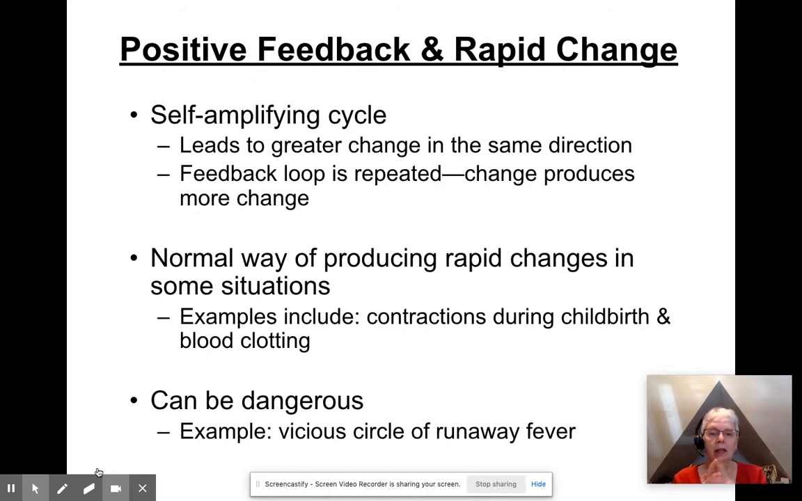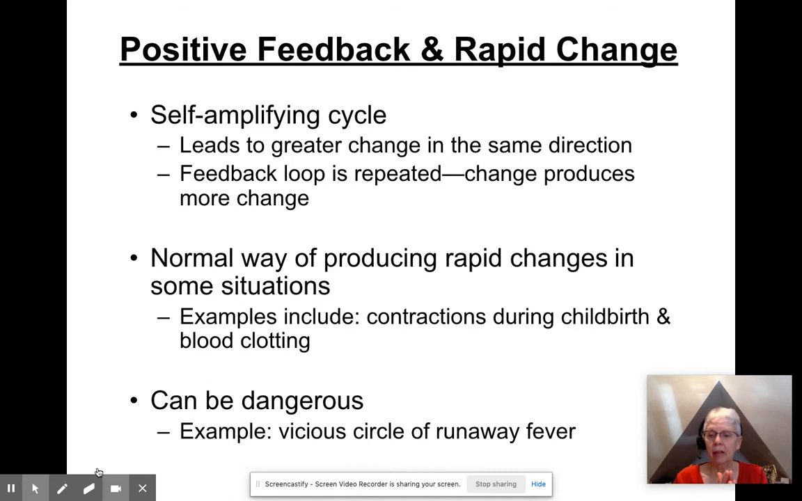It is going to make very rapid changes in things like, think about contractions for childbirth. That's the one that most people use for this positive feedback example. When you first start contractions, they hurt a little bit, and you're doing some motion, but by the time you get to the end to give birth, you are having very rapid contractions and pushing really hard to get the child out. Another one is blood clotting.